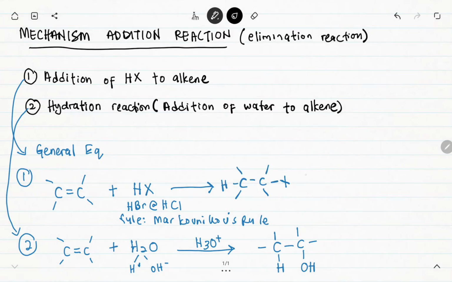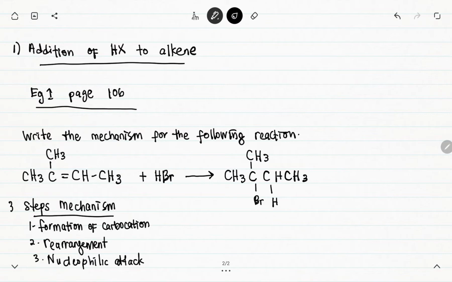We can make a conclusion. The first reaction produces haloalkane, and the second reaction produces alcohol. So these are the two mechanisms we must focus on. We discuss the first reaction. Okay, so we focus on example 1, page 106. Based on the equation given, write the mechanism for the following reaction.